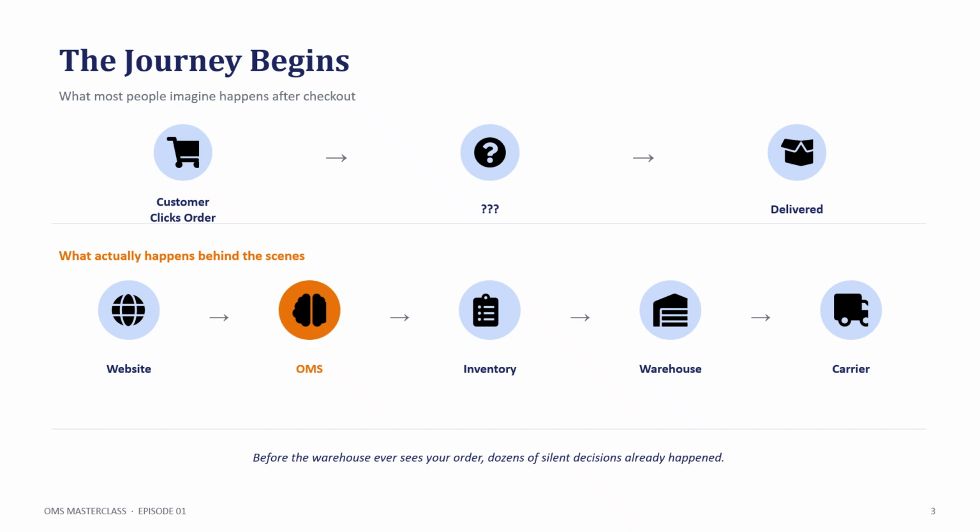So the journey is much more than just placing an order. Every successful online order passes through multiple systems before it reaches your doorstep. In the next slide, let's understand why the OMS is considered the brain of this entire journey.